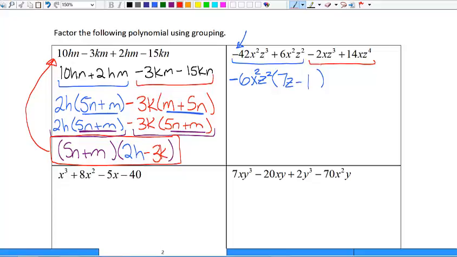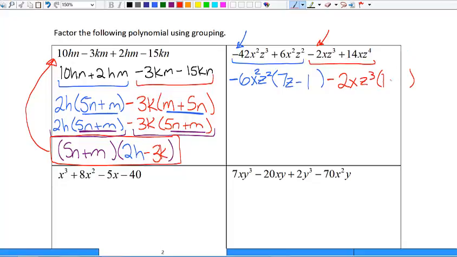On my red parentheses, I have a negative 2 and a positive 14. But because my leading coefficient of the group is negative, I'm going to factor out a negative. And between the variables x z cubed and x z to the fourth, I have an x in common and z cubed common. So negative 2x z cubed divided by negative 2x z cubed. A negative divided by negative is a positive. 2 divided by 2 is 1. X divided by x is 1, so I still have the 1 there. Z cubed divided by z cubed is 1. I still have the 1 there.